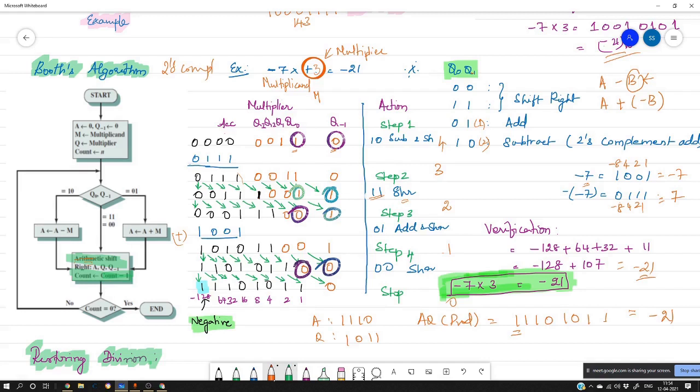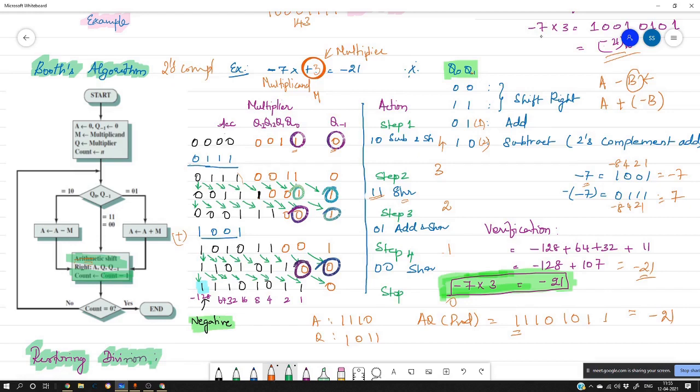Ma'am, if it is 0, 0, we know we should shift right. If it is 0, 1, we know to add or subtract. That is exactly right. So when you have strings of ones continuously occurring in the multiplier, you avoid this addition or subtraction. But that is not the case with the previous method.